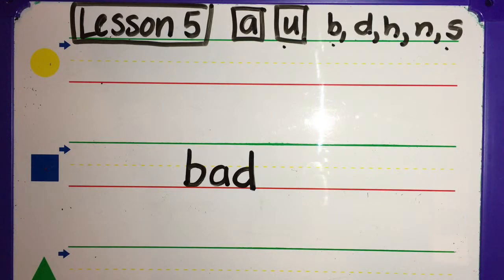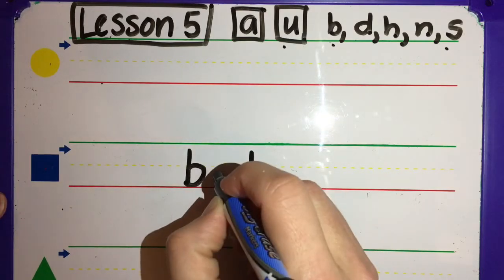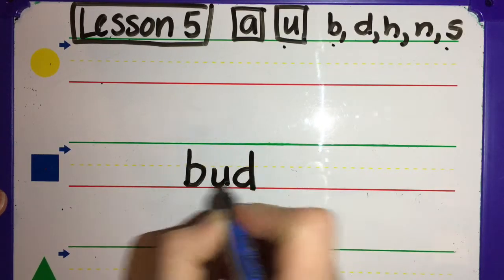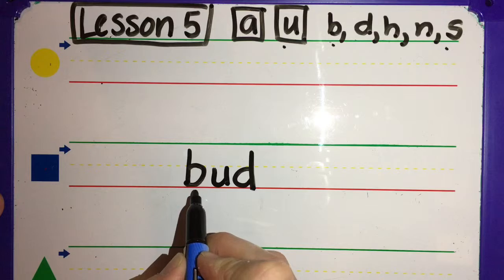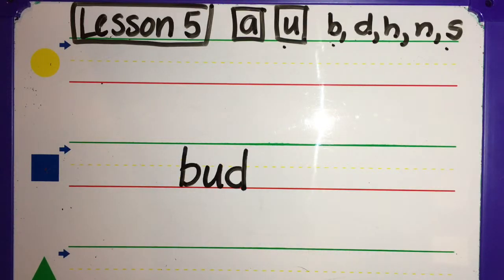We'll be making the word bud, as in a rosebud. Get ready to segment. B-U-D. Bud. Okay, if you've noticed that we have to change the vowel, you are correct. B-U-D. Get ready to segment. B-U-D. Bud. Alright, the next word that we're going to make is the word had.